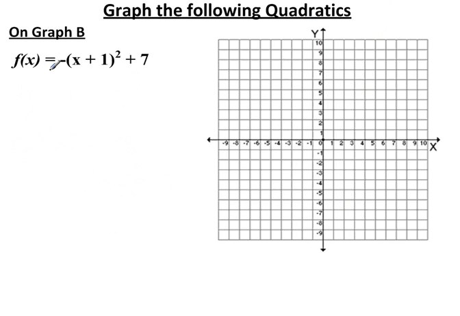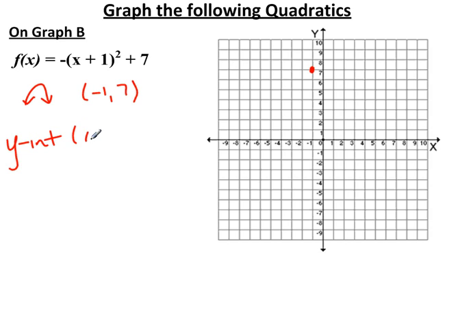Okay, example 2, or example B. This one faces down because my a is a negative 1. My vertex is negative 1 comma positive 7. And now I'm going to find my y-intercept.